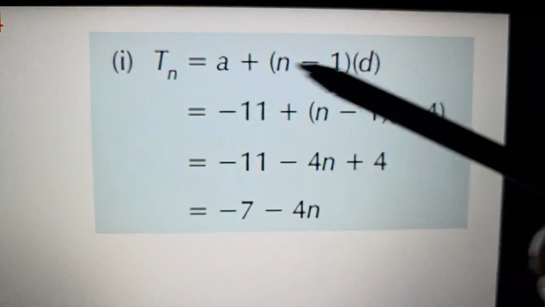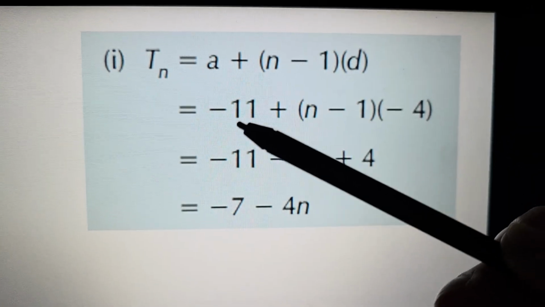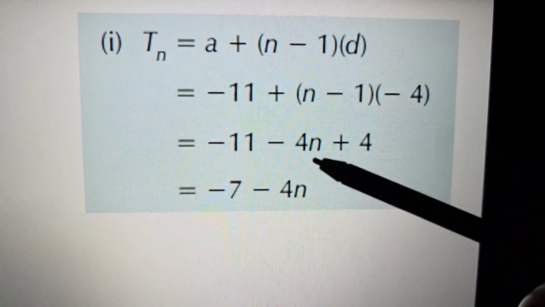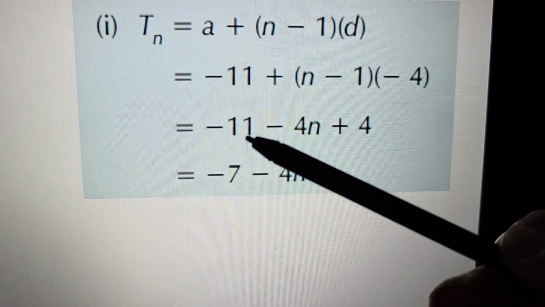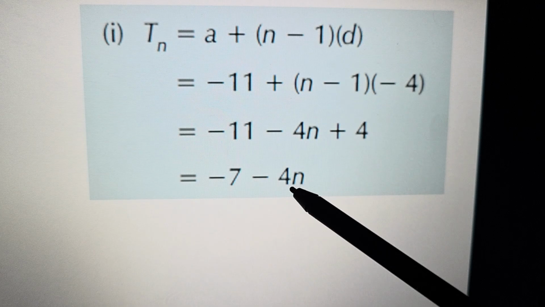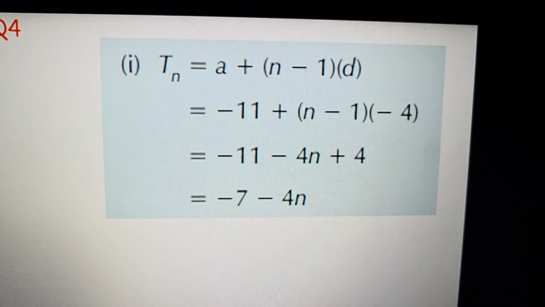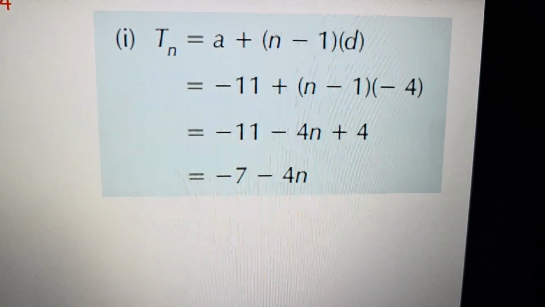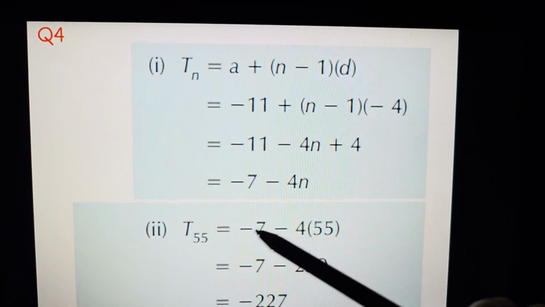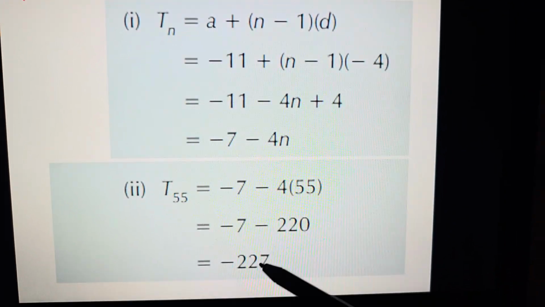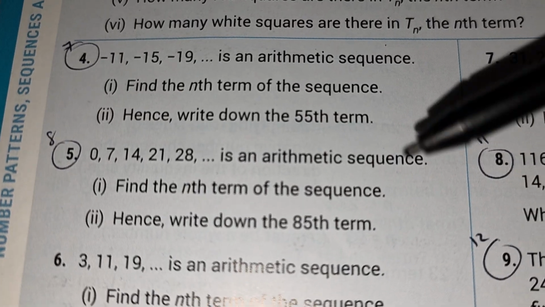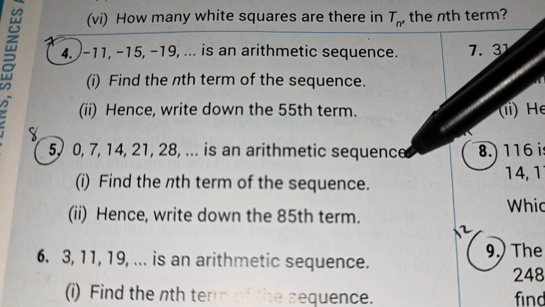Okay, so I've subbed into my T of n formula from the log tables. A was minus 11, D was minus 4. Multiply minus 4 into that bracket and you'll get minus 4n plus 4. Minus 11 plus 4 is minus 7. So my T of n formula now reads as minus 7 minus 4n. Hence, it said get the 55th term. So term 55, now n is 55, sub it into what you had just done, and you get minus 227.